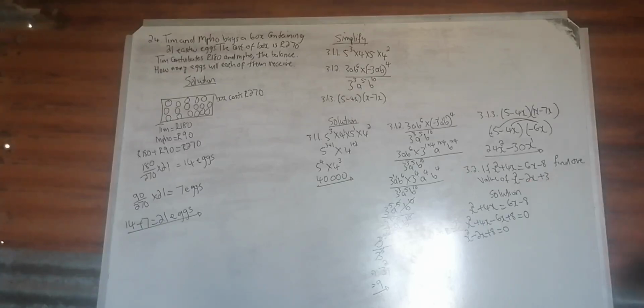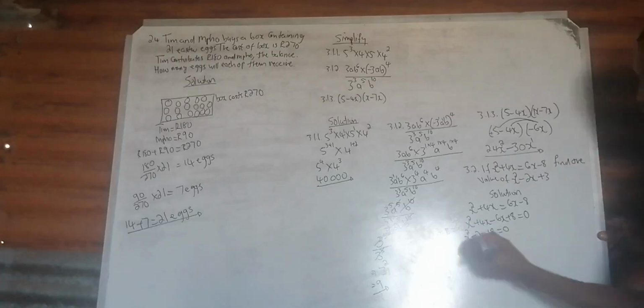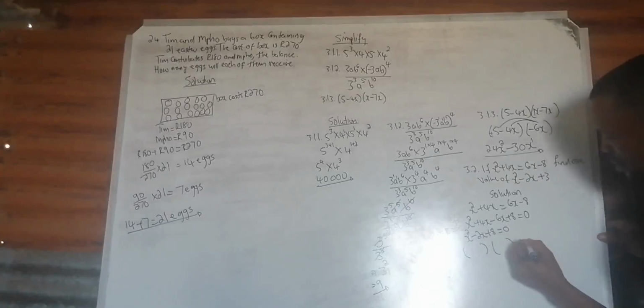Find the value of this. Now the question is, how do we do that? If x squared plus 4x equals 6x minus 8, find the value of this. The factors are 8. Take our factors, 4 and 2. So we can come here and factorize this.